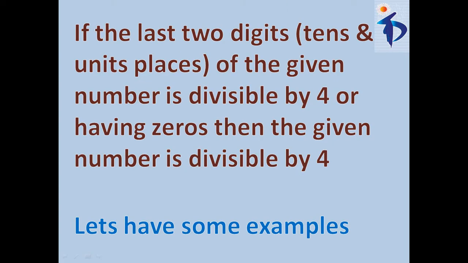If the last two digits, that is, the tens and units place digits of the given number, are divisible by 4 or are zeros, then the given number is divisible by 4. Let's have some examples now.